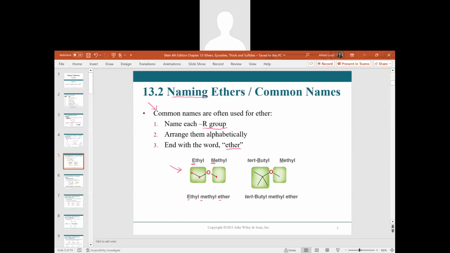Then on the right side here, we have a tert butyl on the left, and then we have a methyl on the right. And if you recall, the prefixes are not used when we alphabetize. So this will be called a tert butyl, with B for the alphabetizing used, methyl ether. So again, all you do is name the two R groups, put them in alphabetical order, and then add the word ether at the end. And that is your common name for an ether.